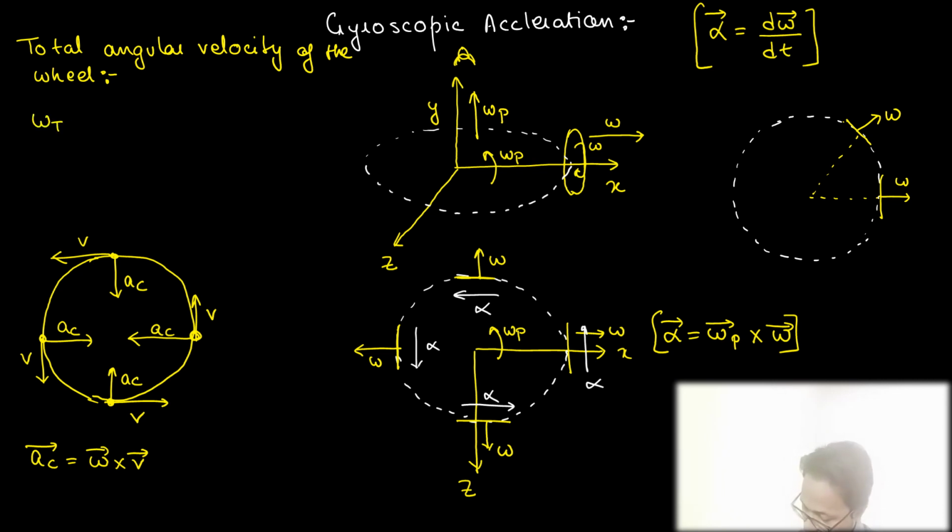So the total angular velocity of the wheel would be the omega vector plus the omega p vector, where the omega vector is along this axis and the omega p vector is along this axis. The combined angular velocity vector will be around this axis, which would keep rotating as the wheel moves in this circular orbit. And that is caused by gyroscopic acceleration.